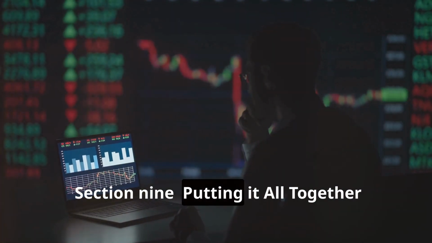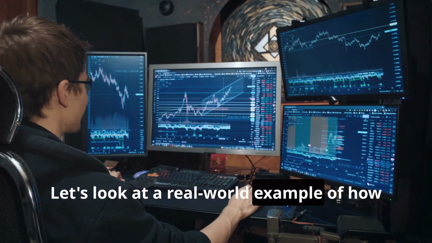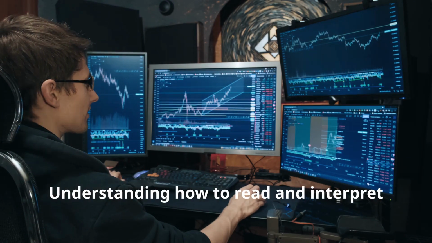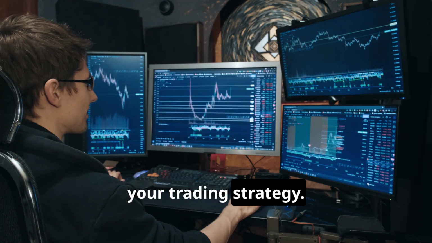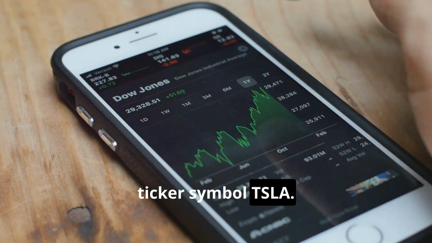Section 9. Putting it all together, a real-world example. Let's look at a real-world example of how to use stock charts to make trading decisions. Understanding how to read and interpret these charts can be a game-changer for your trading strategy. Say you are interested in buying stock in Tesla, ticker symbol TSLA.